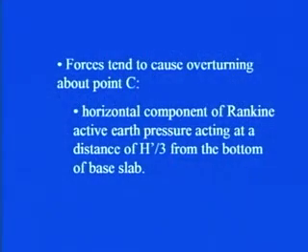Once you know the force and its lever arm with respect to point C, if you multiply these two values, you will get the moment about the point C, and accordingly you can go ahead in the design procedure. So, forces which tend to cause overturning about the point C, what are they? The horizontal component of Rankine active earth pressure acting at a distance of h prime by 3 from the bottom of the base slab.